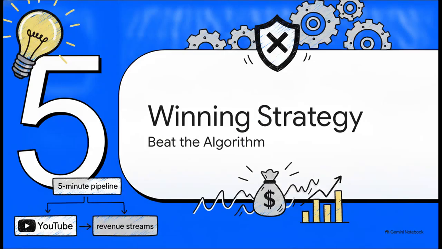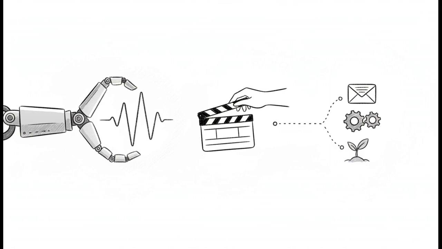Section 5. Winning the Shorts algorithm. So, if YouTube knows you're using AI and they actively penalize lazy content, how do we actually use this pipeline safely to scale our channels and build real revenue streams? Well, the key here is using NotebookLM strictly as a tool for production efficiency, not as a total human replacement. You absolutely must apply your own editorial judgment.